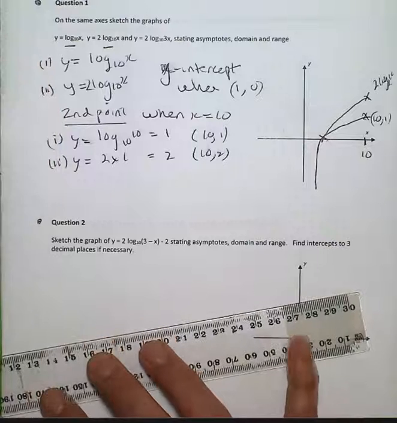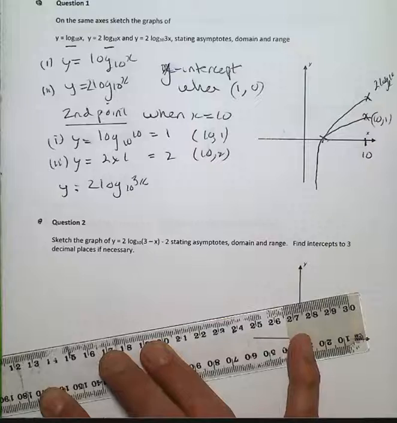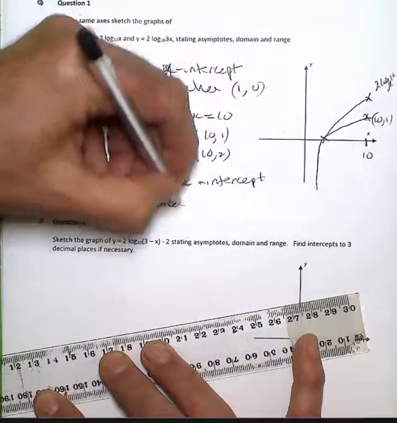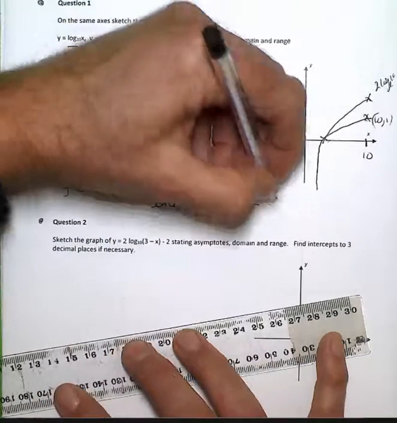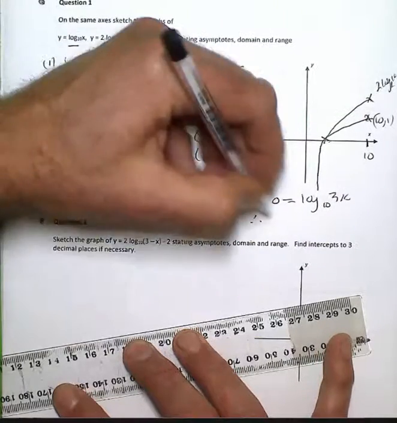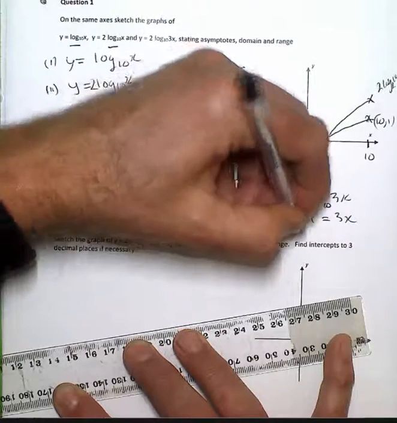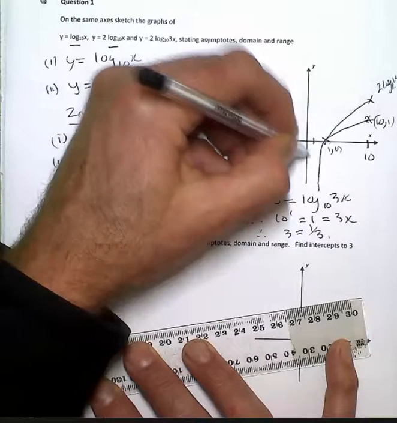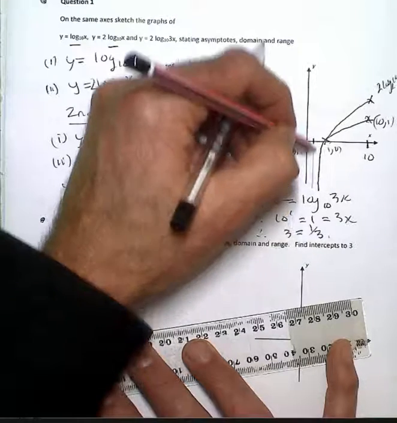Now, when I deal with y is equal to 2 log 3x to the base 10, the x-intercept when y is equal to 0, so I therefore have 0 is equal to log 3x to the base 10, so therefore 10 to the 0, which is 1, is 3x, and x is equal to 1/3. So instead of (1, 0), I'll have (1/3, 0), and my graph will hook up like so.